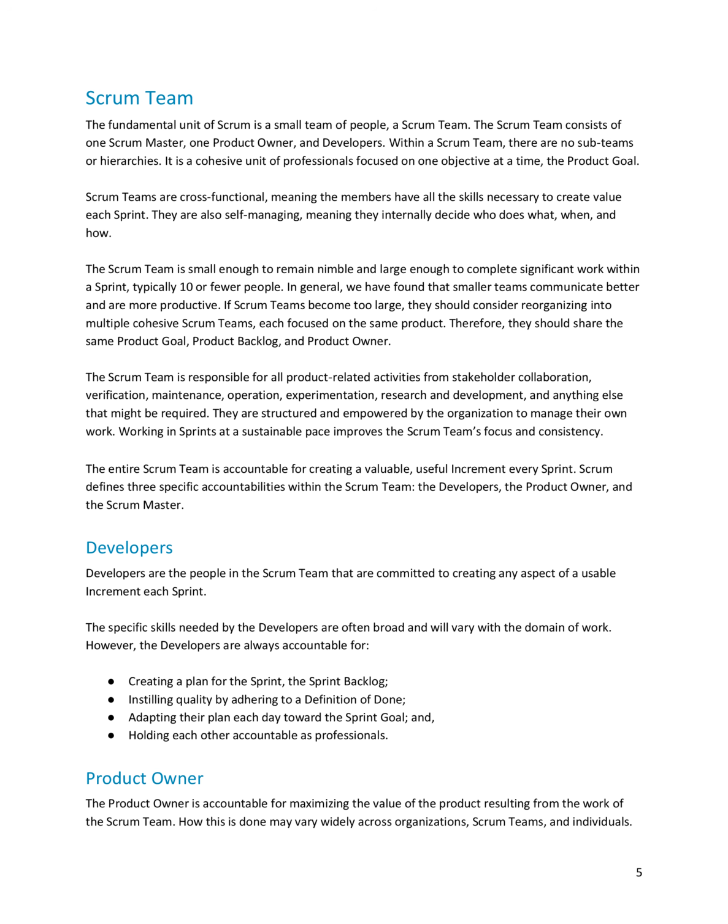Scrum Team. The fundamental unit of Scrum is a small team of people, a Scrum team. The Scrum team consists of one Scrum Master, one Product Owner, and developers. Within a Scrum team, there are no sub-teams or hierarchies. It is a cohesive unit of professionals focused on one objective at a time, the product goal. Scrum teams are cross-functional, meaning the members have all the skills necessary to create value each sprint. They are also self-managing, meaning they internally decide who does what, when, and how.